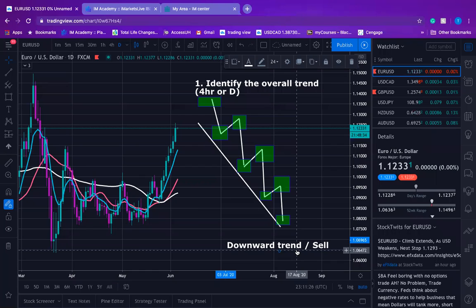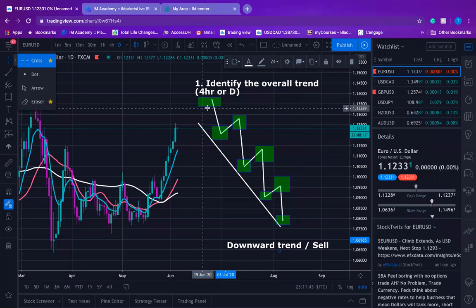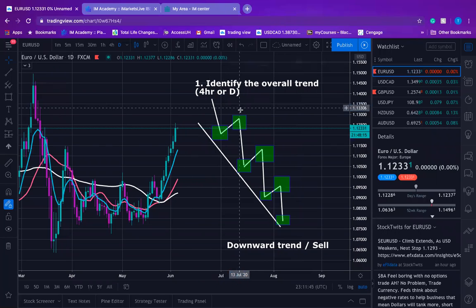Once you identify the overall trend on the 4-hour or daily chart, this will help you a lot just because you know you're going with the trend. When you go with the trend, it usually pays out way better than going against the trend. So never counter trend trade. I'm going to repeat that over and over. It might sound tedious, but it's very, very essential and important.